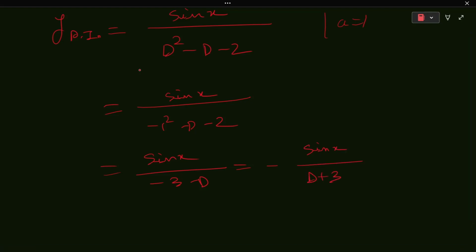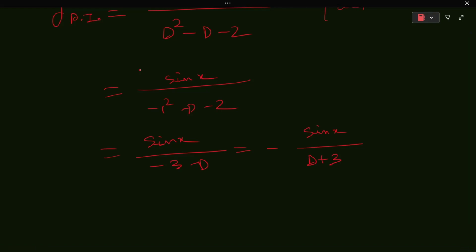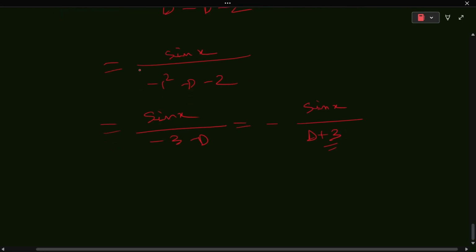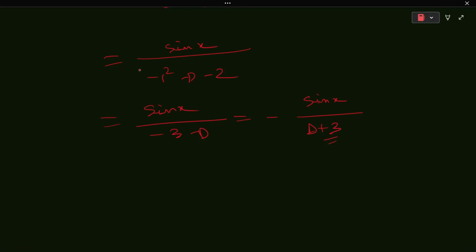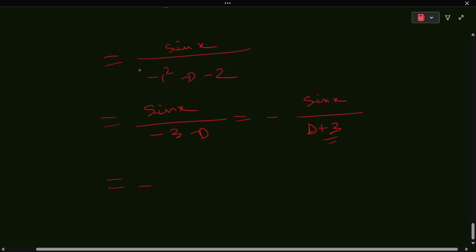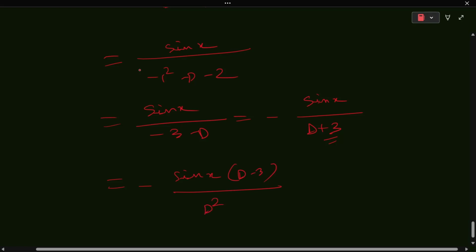Okay, now the point is that in the previous part I also had that kind of terms, but here only d is there. So 1 by d is simply the integration of sine x. Here there is an extra term, plus 3, so it is not going to happen quite easily, so we need to bring a d square term into the denominator. For that, we simply multiply numerator and denominator by the conjugate term, that is d minus 3. So we will have minus sin x into d minus 3 by d plus 3 into d minus 3, that is d square minus 9.